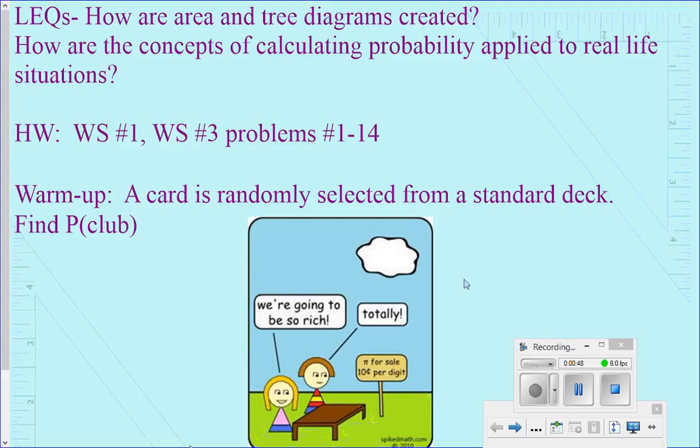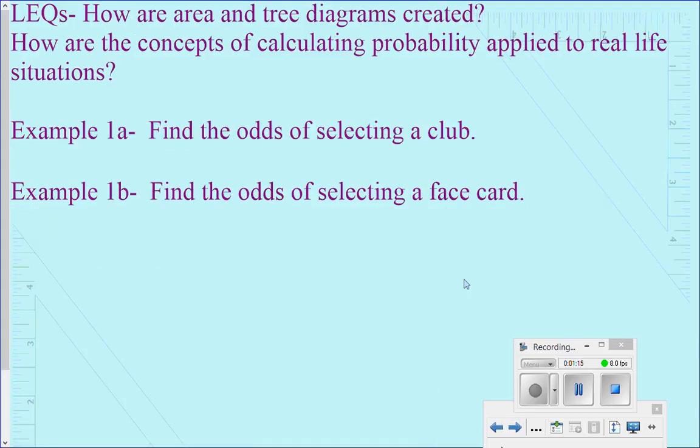So this one, how many clubs are there? Well, there are 13 clubs out of a total of 52. That simplifies to 1/4. So the probability of a club is 1/4. And unless you're told otherwise, you should usually use simplified fractions for probabilities. So then we took some notes in class on odds.